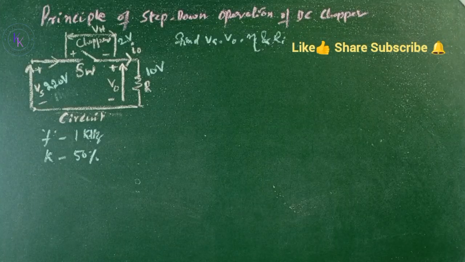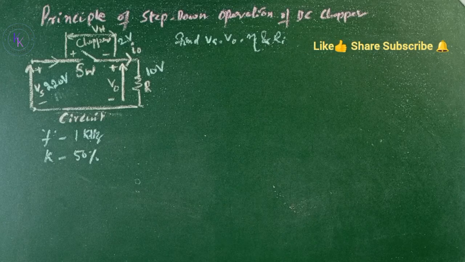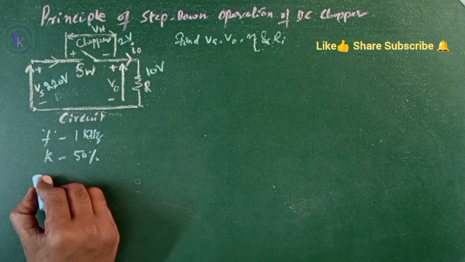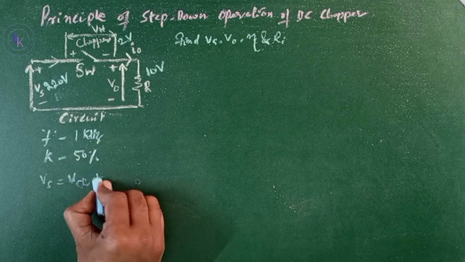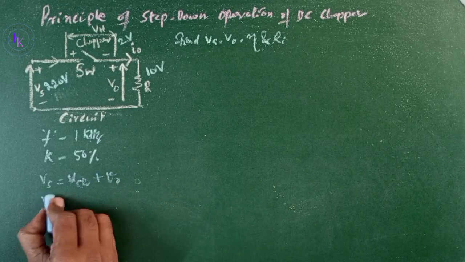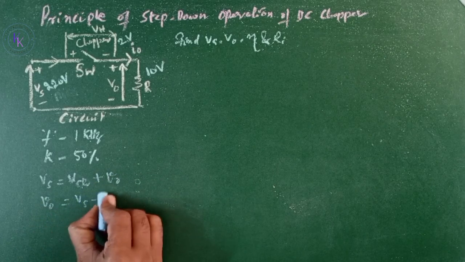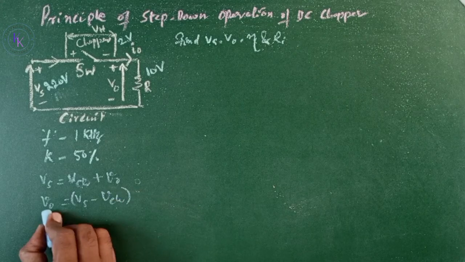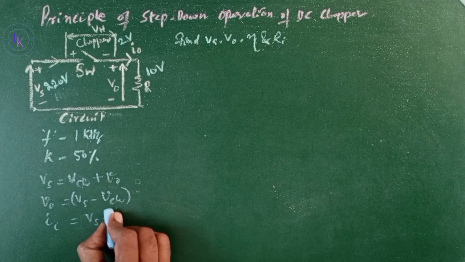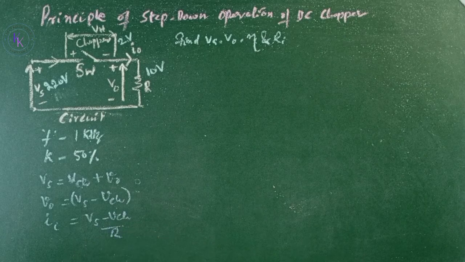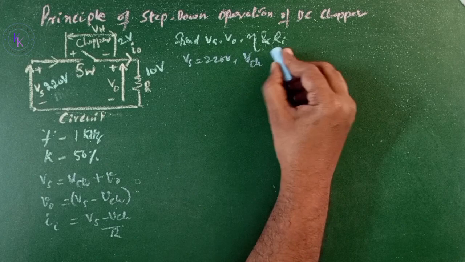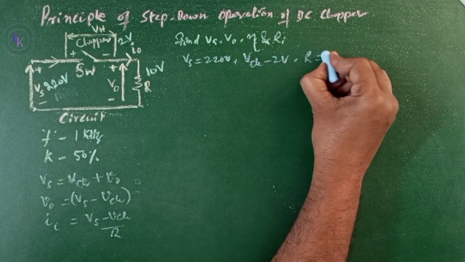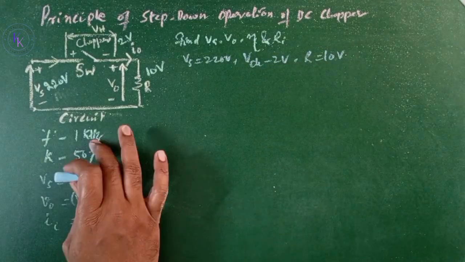Find the average output voltage, RMS output voltage, the efficiency of the chopper, and the effective input resistance. Now, when you observe this circuit, Vs equals the voltage drop across the chopper plus the output voltage. The output voltage V0 will be Vs minus Vch, and the input current I is given by Vs minus Vch divided by R. Given data: Vs equals 220 volts, voltage drop across the chopper is 2 volts, R equals 10 ohms, and the chopping frequency is 1 kHz.